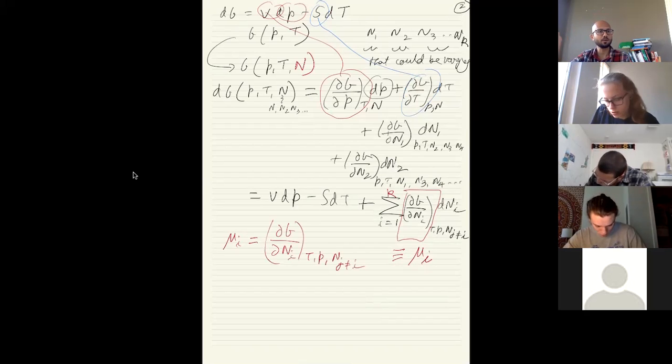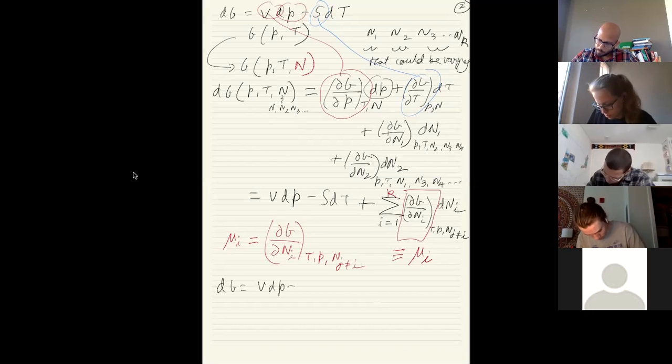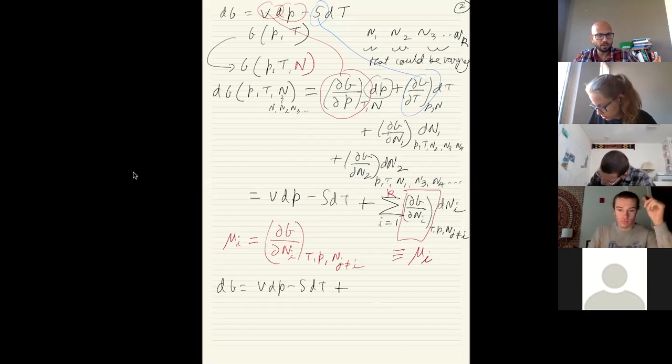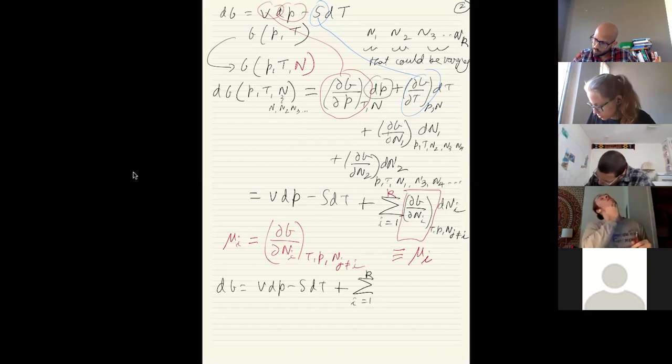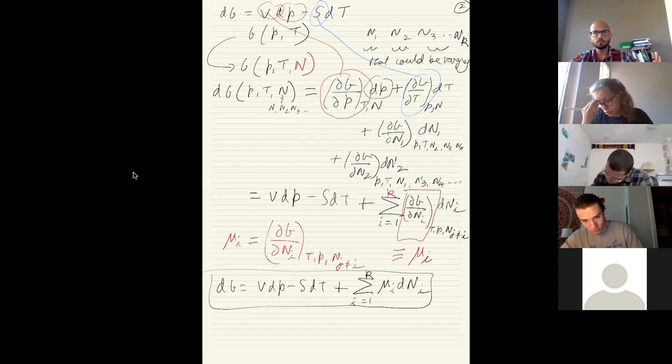It's sneaky, it's mathematical. It comes like just some strange mathematical thing, and it turns out to be super, super useful. So now we can write down that dG is equal to V dP minus S dT plus, instead of this complicated looking partial derivative, we are just going to write it as the sum from i equal to 1 to K of mu_i dNi. That's simpler to write, right? So now this is our integrated first and second law of thermodynamics for a system with variable composition.